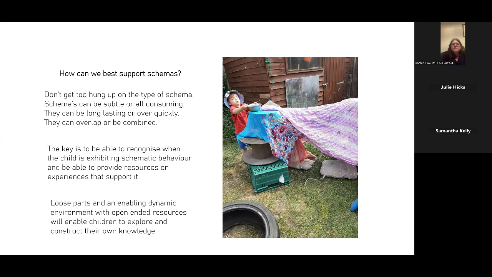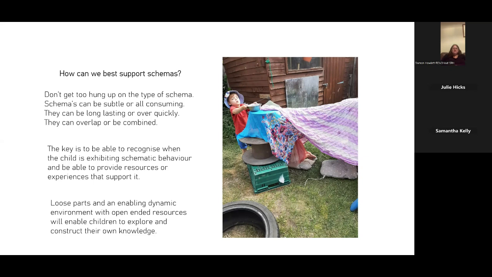So as I said before, I don't want you to get hung up on types of schemas, because whether a child has a rotational schema or a trajectory schema is really not the thing. The thing to remember is that, to be able to recognize it, we know that child has a schema or is exhibiting a schema and that we're able to support it. So yeah, don't get hung up on the terminology at all.